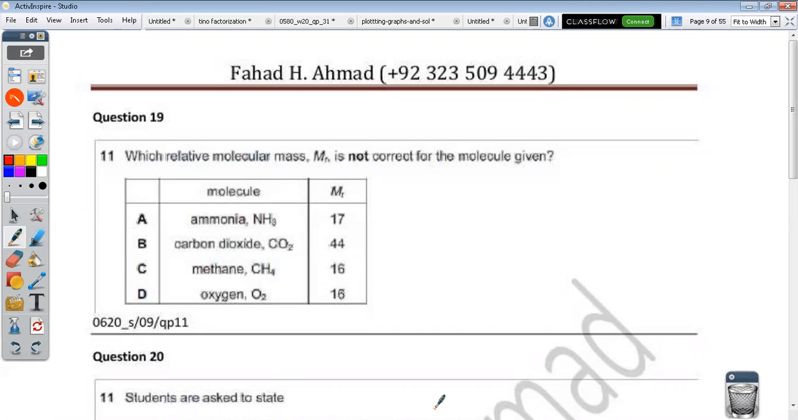I don't understand. What are you not understanding here? I've been explaining here. What is MR? MR is the mass of something. It's the mass of a compound. MR means relative molecular mass, even if you read your notebook. Relative molecular mass. So what are you not understanding?